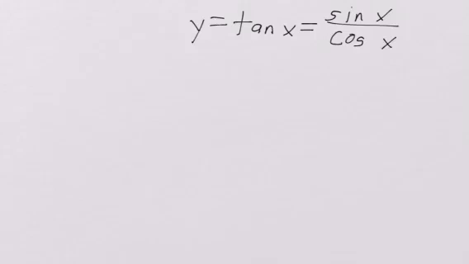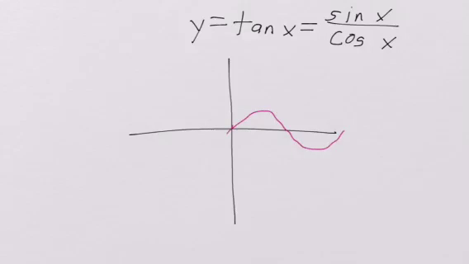So anywhere the sine of x is equal to 0 and the cosine of x is not, and they're never both going to be equal to 0, so we don't have to worry about that issue, our function is going to be 0. So I'm going to draw a sine of x in pink here, and we can immediately, where it is 0, go ahead and draw zeros.